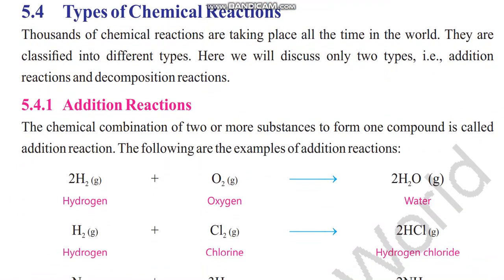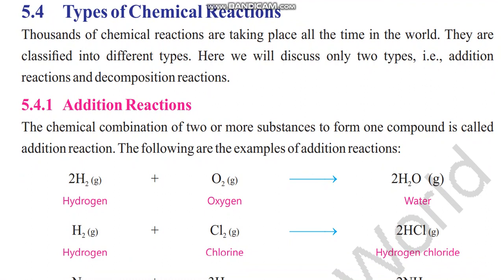Next, we have types of chemical reactions. Thousands of chemical reactions are taking place all the time in the world. They are classified into different types. Here we will discuss two types, that is addition reactions and decomposition reactions.